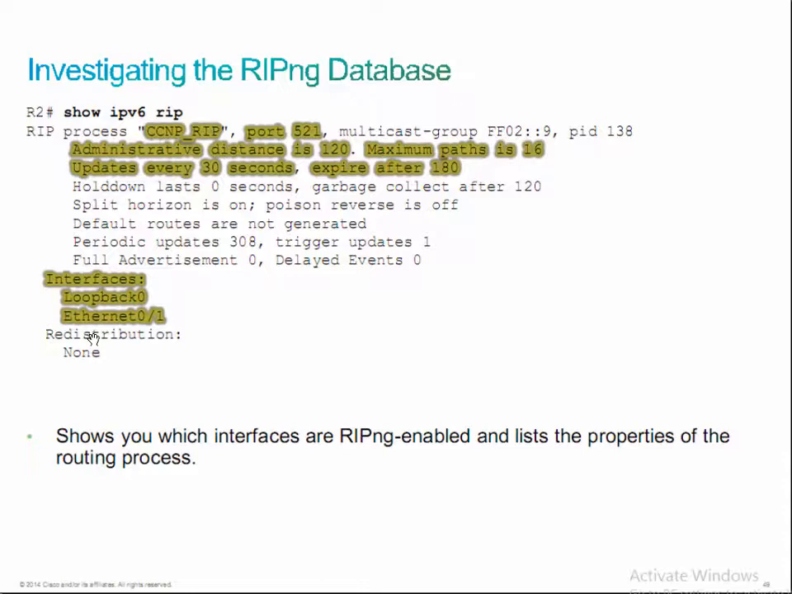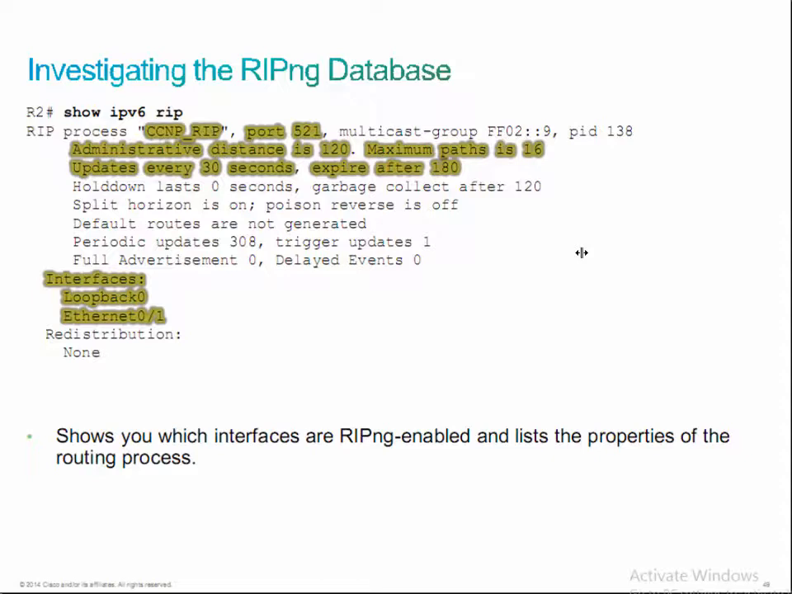All right, so the last part of this exercise is taking a look at the RIP database. I already showed you this command, show IPv6 RIP, shows us the RIP routing process, the fact that it's running over UDP port 521 in this case. Maximum paths is 16. Any idea what maximum paths represents?